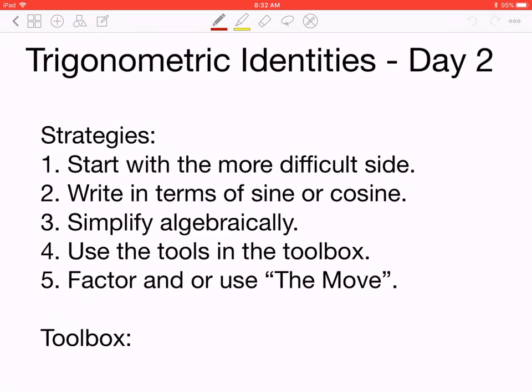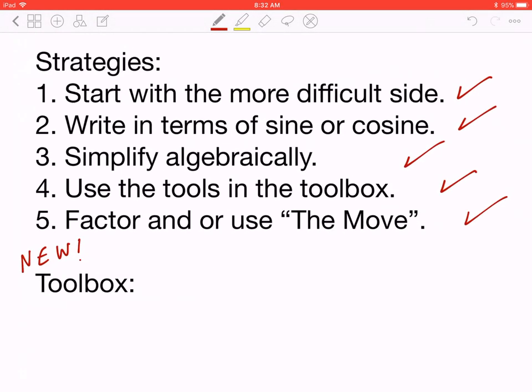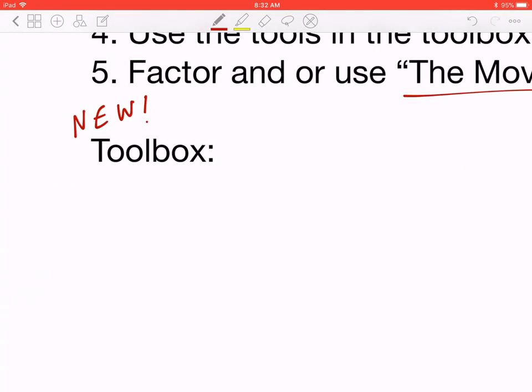So just like Day 1, we're giving you the same 5 steps to go through a trig proof. Start with the more difficult side. Write it in terms of sine and cosine. Simplify this. Use some tools, and we're going to give you more tools in a moment. These will be brand new. And of course, number 5, the most important step in my mind, factor and/or use what I called the move. So let's start with some new tools in the toolbox.